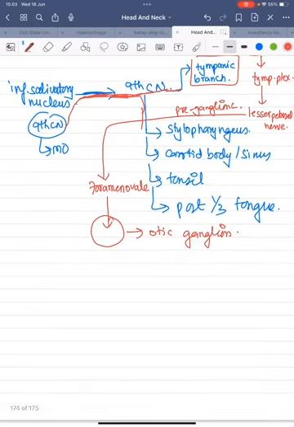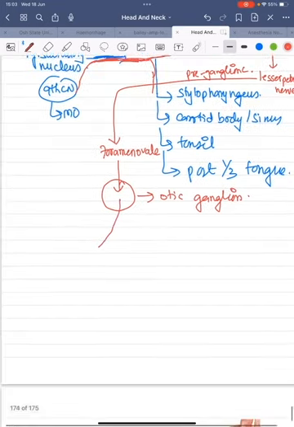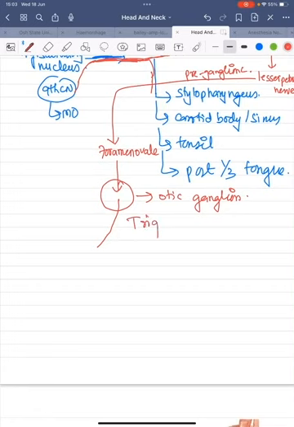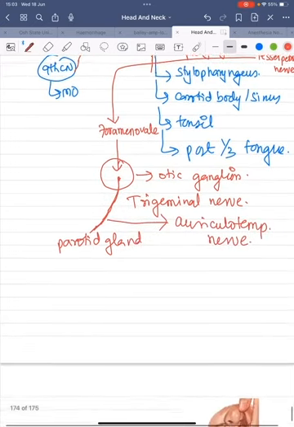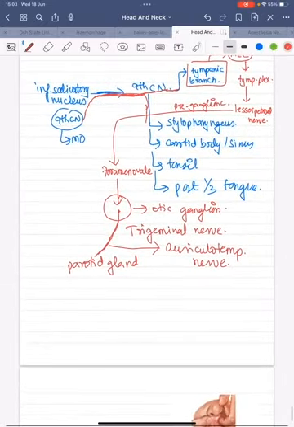From here, the fibers from the trigeminal nerve, postganglionic fibers, trigeminal nerve, are going forward and innervating your parotid gland. And the name of this branch is known as the auriculotemporal nerve. Which nerve? Auriculotemporal nerve. So this is your whole relation of the parotid gland. So this is your which ganglion? This is your otic ganglion.